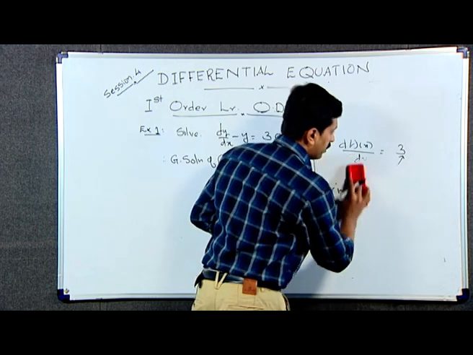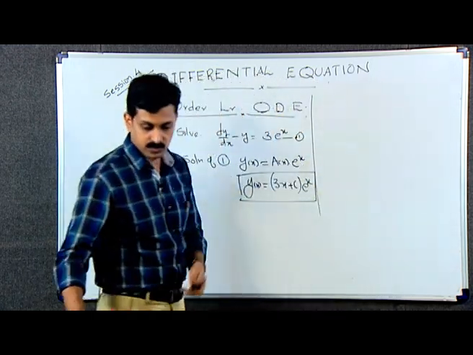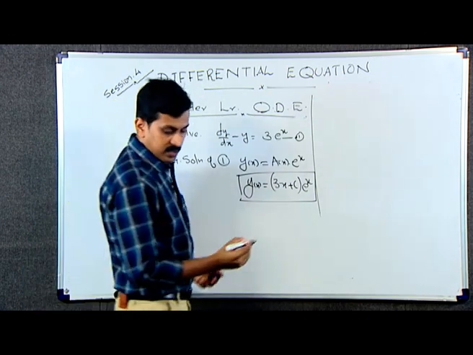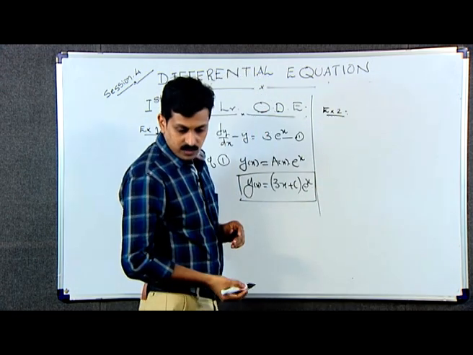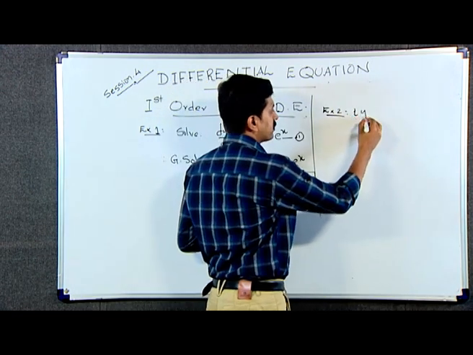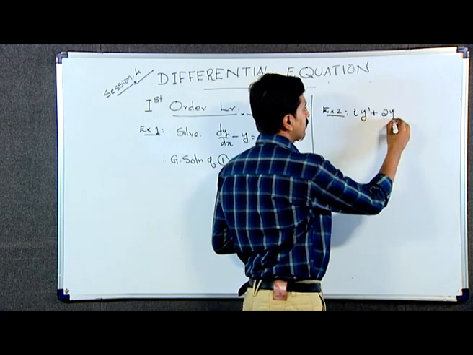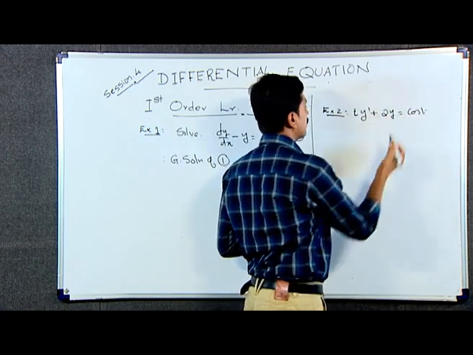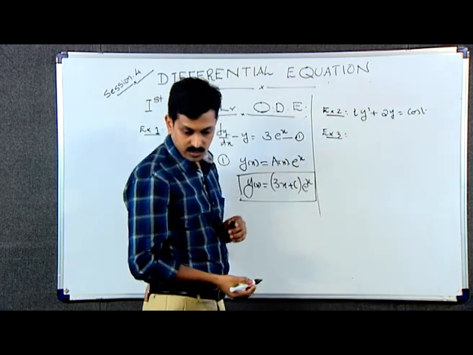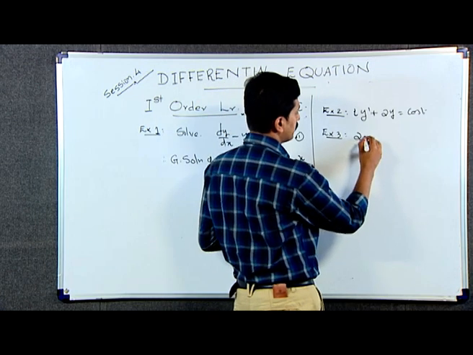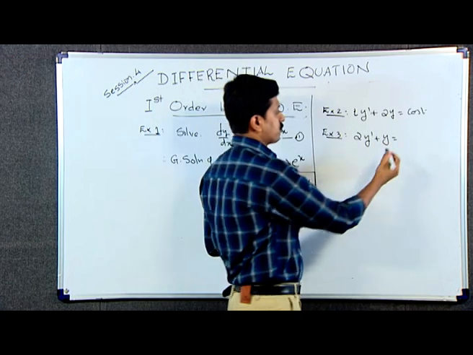Now, I am leaving 2 more examples for you that you can do as an exercise. Example 2, t y dash plus 2 y is equal to cos t, and example 3, 2 y dash plus y is equal to 3 x square.